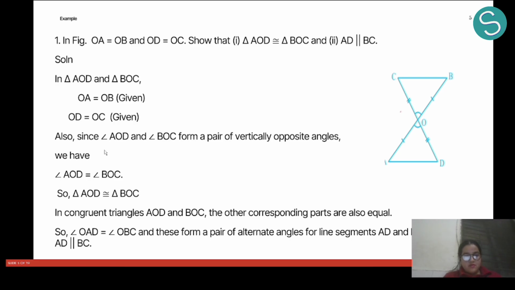And now we have to prove in the second part that AD is parallel to BC. In congruent triangles AOD and BOC, the corresponding parts are also equal. Hence angle OAD is equal to angle OBC. Since these are alternate angles which are equal, this implies that lines AD and BC are parallel.